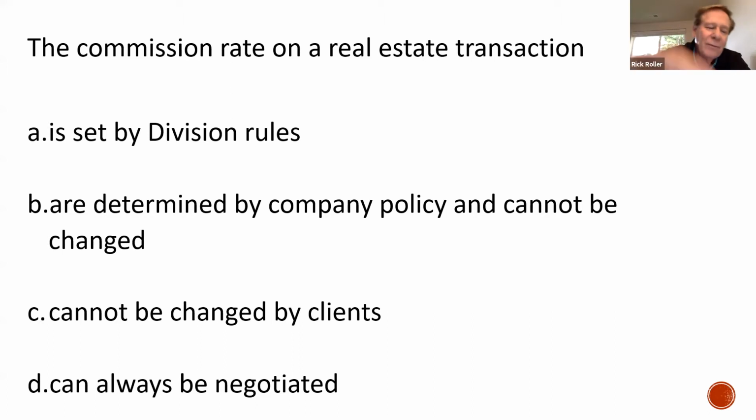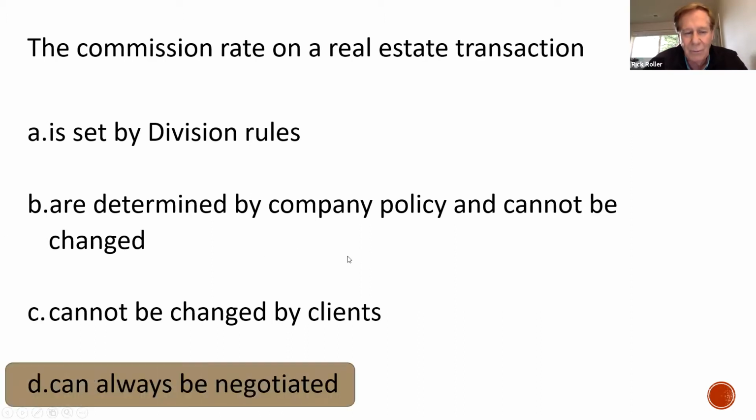Now, of these four answers, what you'll see is there's usually two that you can eliminate right away. Maybe you're not all that familiar with the commission rules, so hang on to A, but determined by company policy and cannot be changed. Of course, they can be negotiated. You have to get approval from your broker, but usually they give you some leeway. Cannot be changed by clients. Can always be negotiated. So usually you can eliminate A and B. D is the correct answer. You can always negotiate. Commissions are always negotiable.